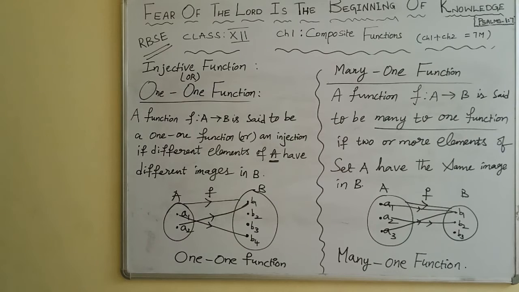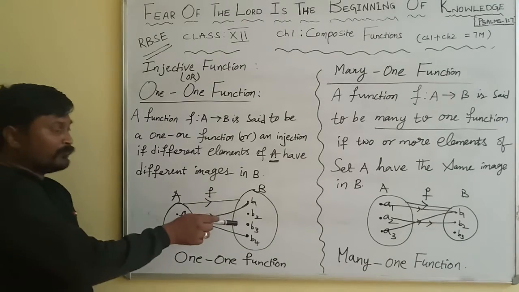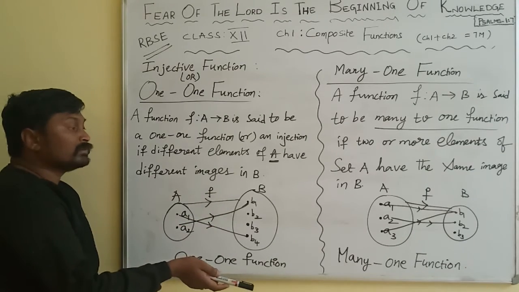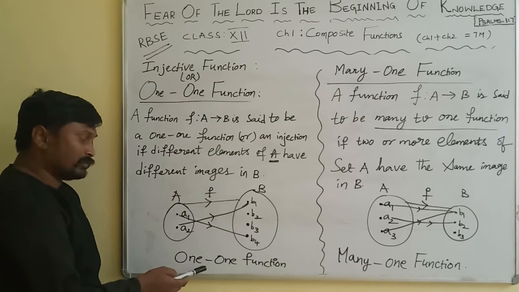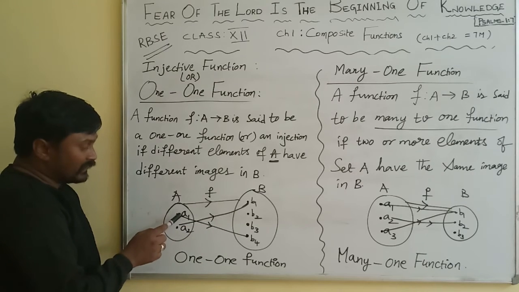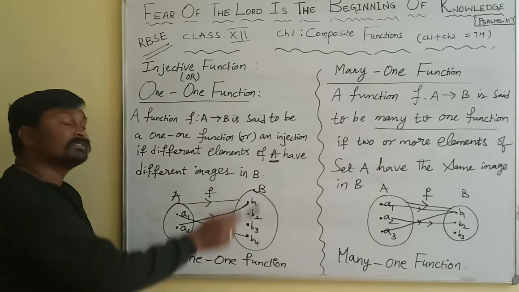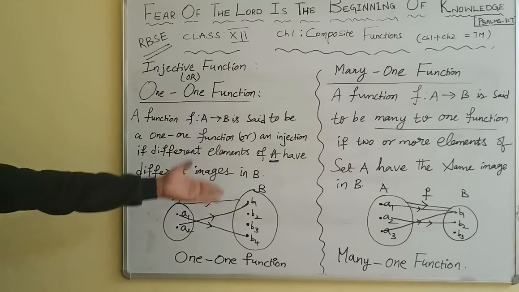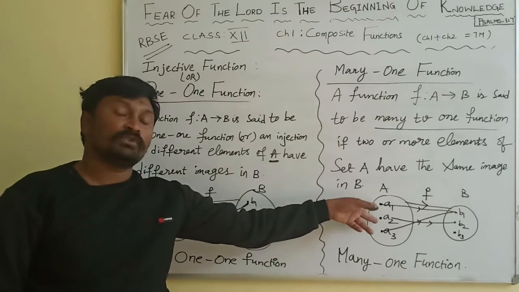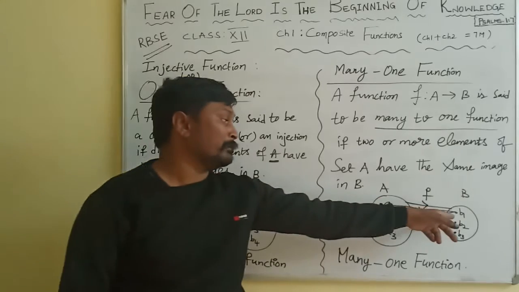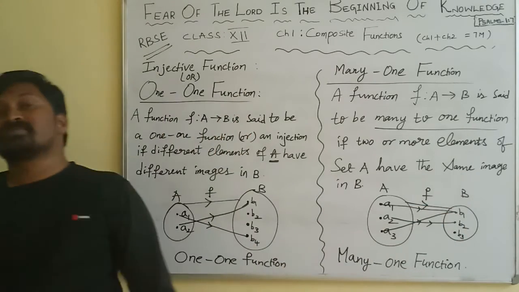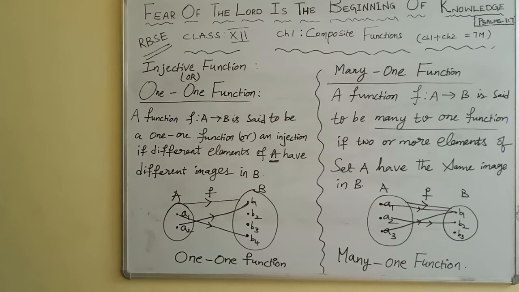I think it is clear to you all what an injective function or one-to-one function and a many-to-one function are. Remember carefully, in a one-to-one function, if some elements are left out, it's okay. Understood? So what does one-to-one mean here? Each element of set A has a different image in set B. Next, what is many-to-one? Any two or more elements having the same image in set B is called a many-to-one function. I hope you all understood this. Let's move on to the next topic.